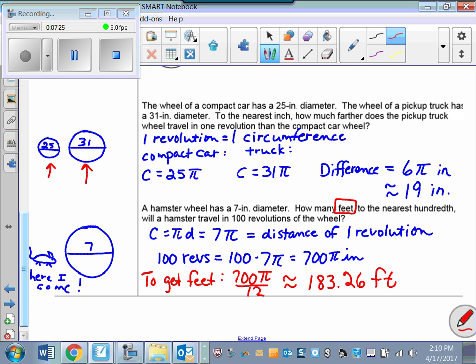So I just calculate by using the formula for circumference for both the compact car and the truck, and I get a difference of 6 pi, and they asked me to round that to the nearest inch. Right, so I plug that in: 19 inches.